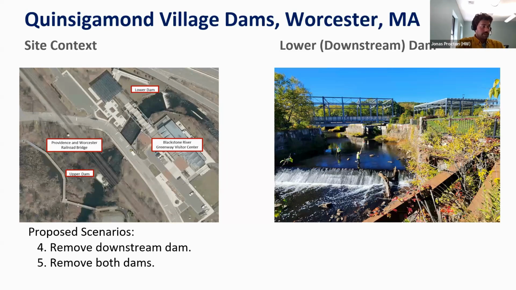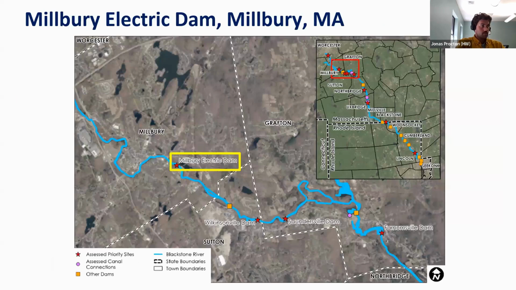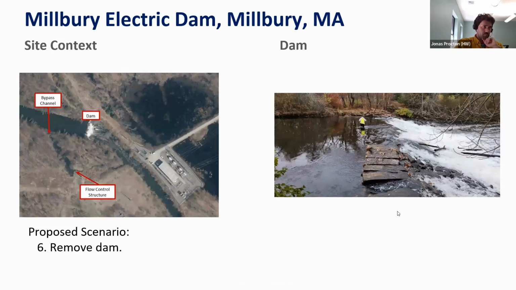Okay, I'm going to move to our next couple. Now we're moving downstream, and we actually have a really tight cluster of a lot of dams together. We're going to keep looking at this general graphic, but the first one moving downstream from Quinsigamond is the Millbury Electric Dam in Millbury. You can see it's basically stone block, stone masonry, and also some stone cobbles.